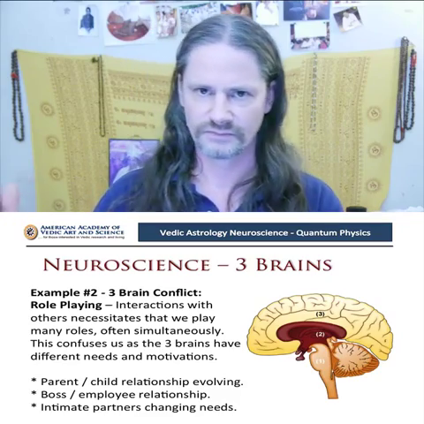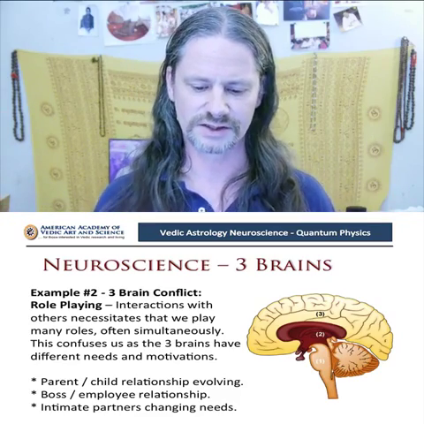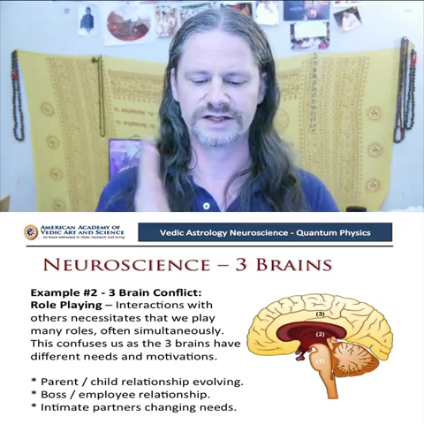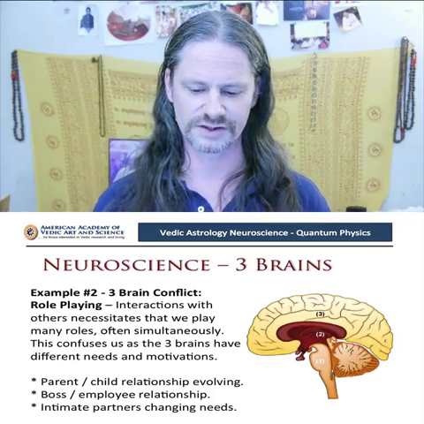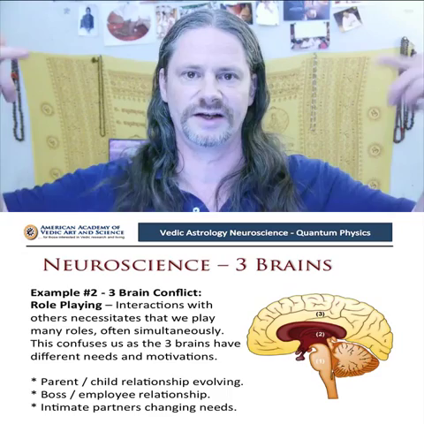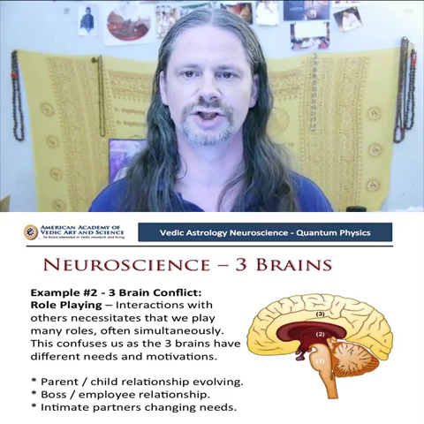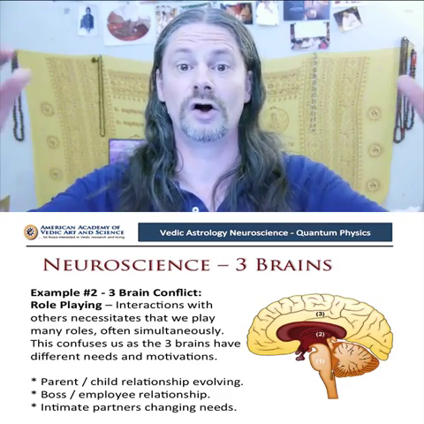We play many roles simultaneously. This confuses us, as the three brains have different needs and motivations. Like, for instance, a parent-child relationship that's evolving. The parent-child relationship is one that evolves.